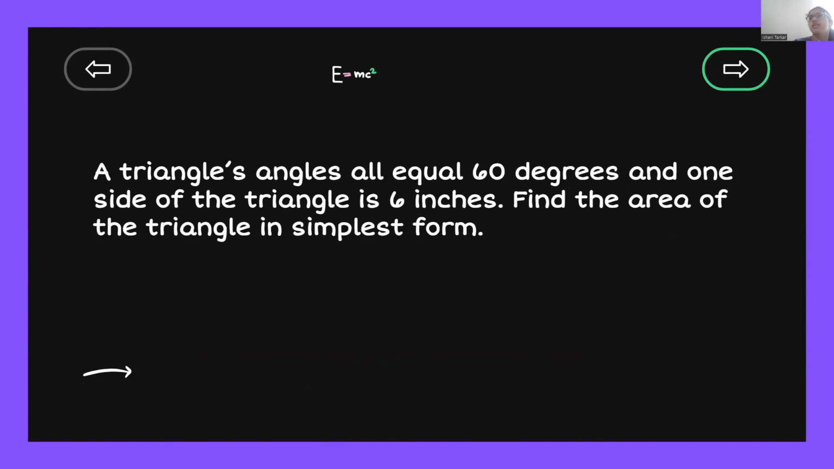The next problem: a triangle's angles are all equal to 60 degrees and one side of the triangle is 6 inches. Find the area of the triangle in the simplest form. Yesterday we did talk about triangles and angles, measures and regular shapes, right? We did. So yes, 9 is the semi-perimeter. Good job. So using that, find the area of the triangle.